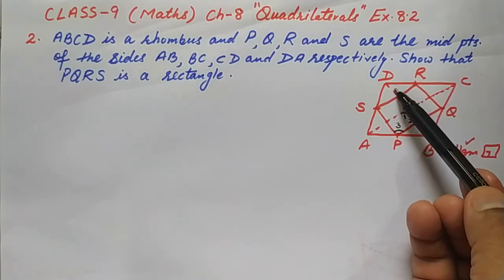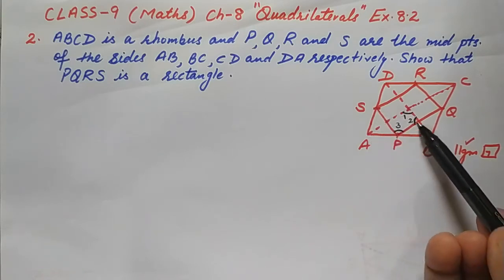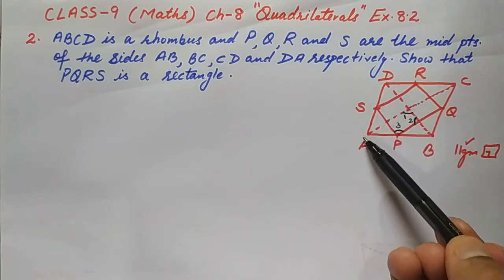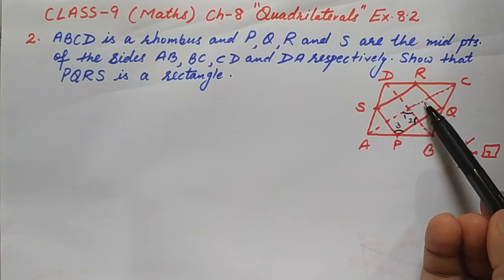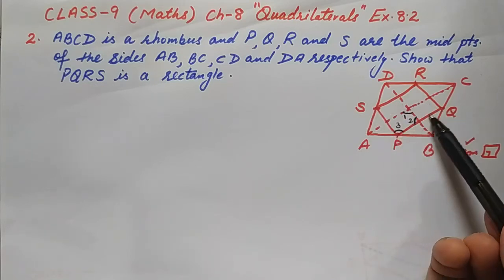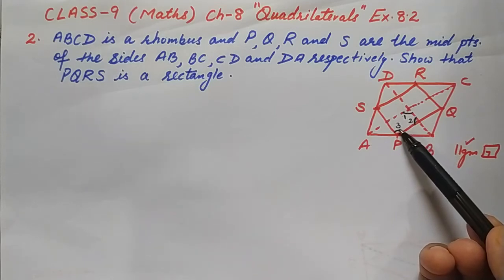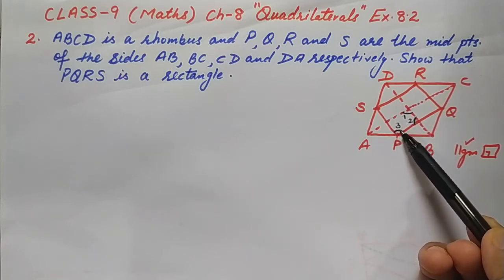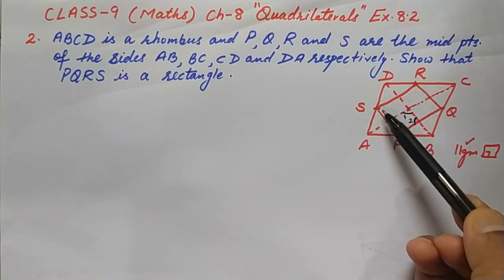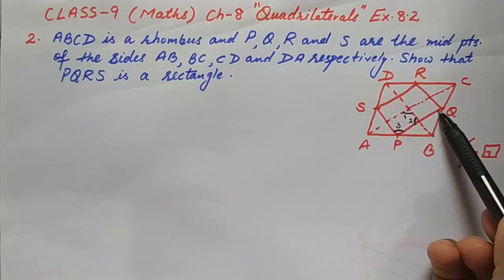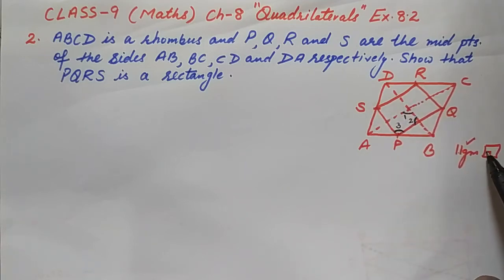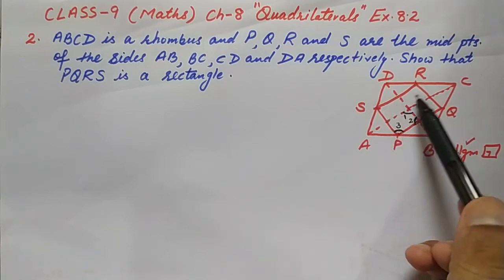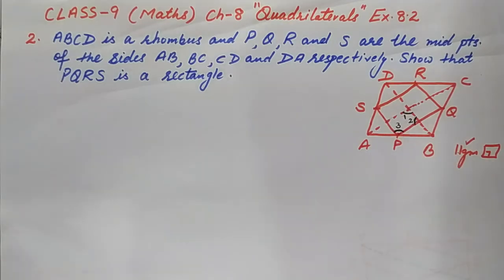Now, by the midpoint theorem, BD is parallel to SP, and PQ is the transversal. So angle 2 plus angle 3 is also 180 degrees, because these are also co-interior angles. Angle 2 is 90 degrees, so angle 3 will also be 90 degrees, because their sum is 180 degrees. This way we prove one angle of PQRS is 90 degrees. So PQRS is a parallelogram in which one angle is 90 degrees, so we can say PQRS is a rectangle.